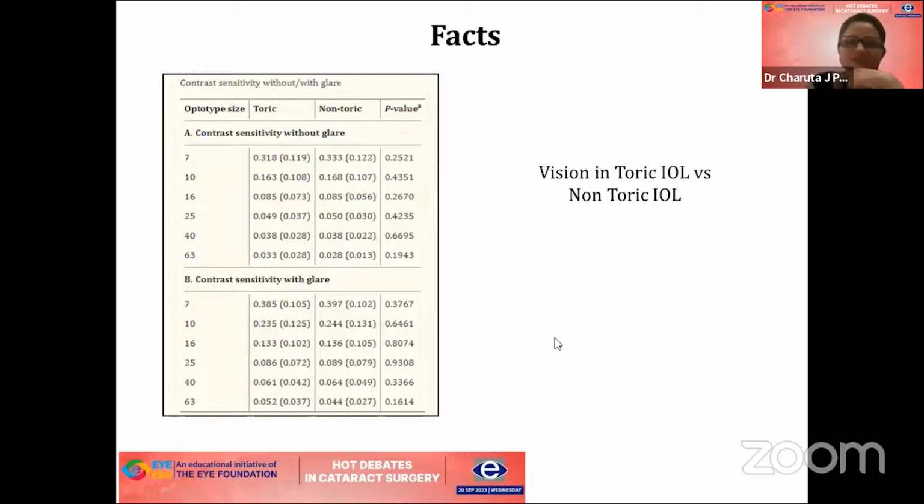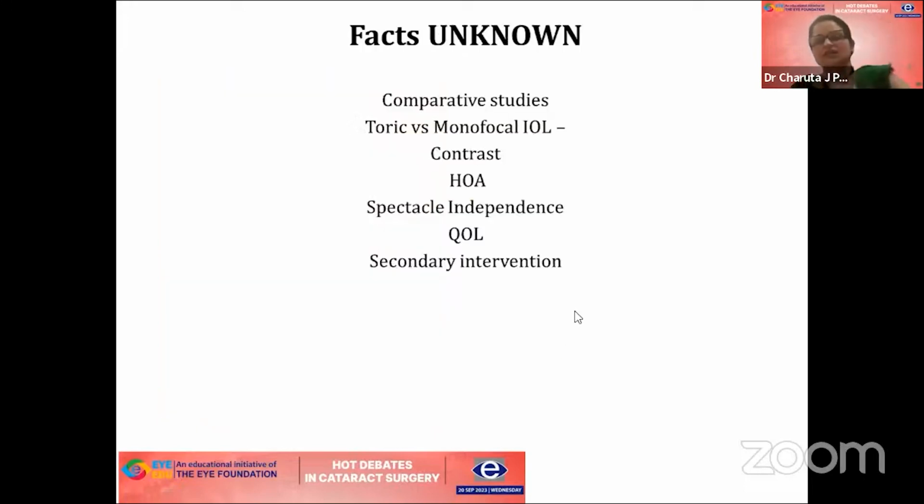Again, contrast sensitivity. This is a repeat thing. Now, what else do we not know? What is the comparative value of such measures, that is contrast and HOA, toric versus monofocal in keratoconus? We don't know what is the level of spectacle independence comparative value between these two. I didn't find any literature about quality of life and any literature about secondary interventions that these patients underwent, which would be something that I would want to know.